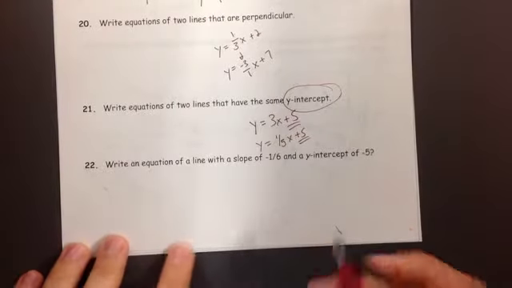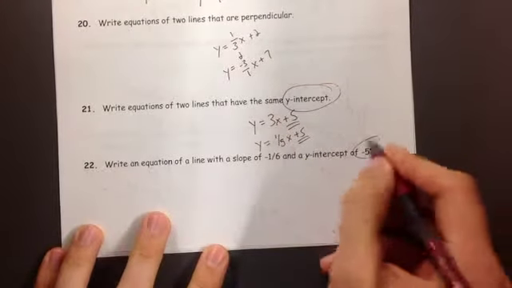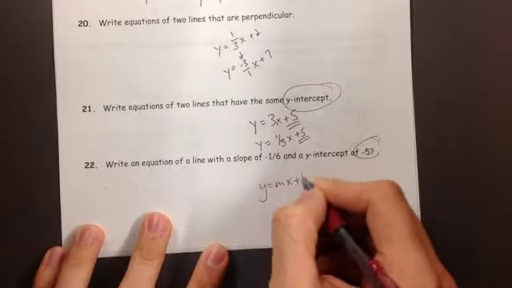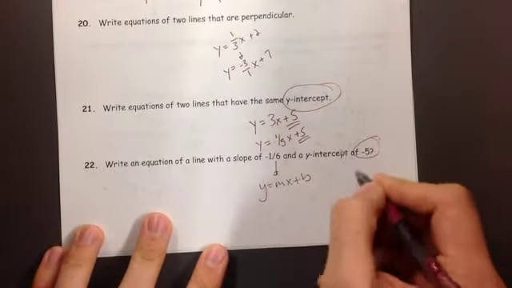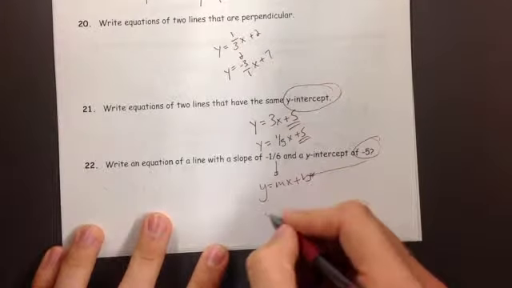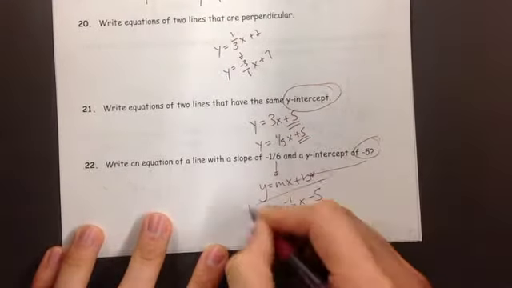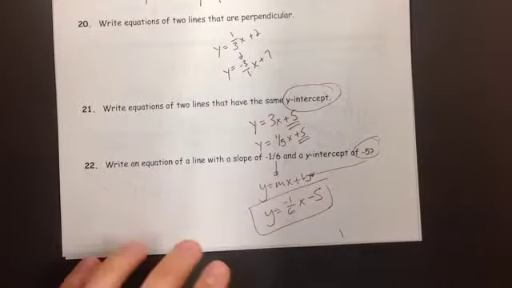My next one: write an equation of a line with a slope of this and an intercept of negative 5. I'm going to go straight to that y equals mx plus b form. My slope is 1/6. My intercept is negative 5. So it's just a straight drop into that equation. Could not get any easier than that.